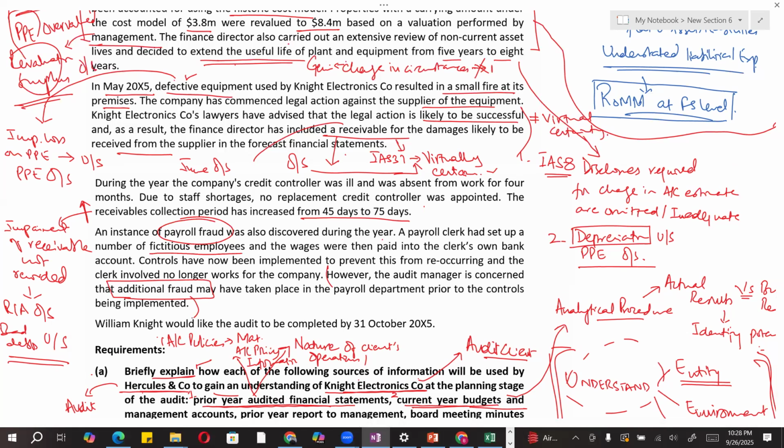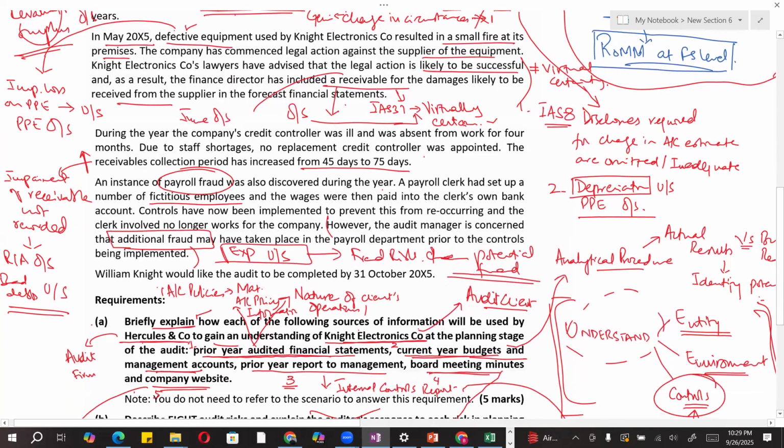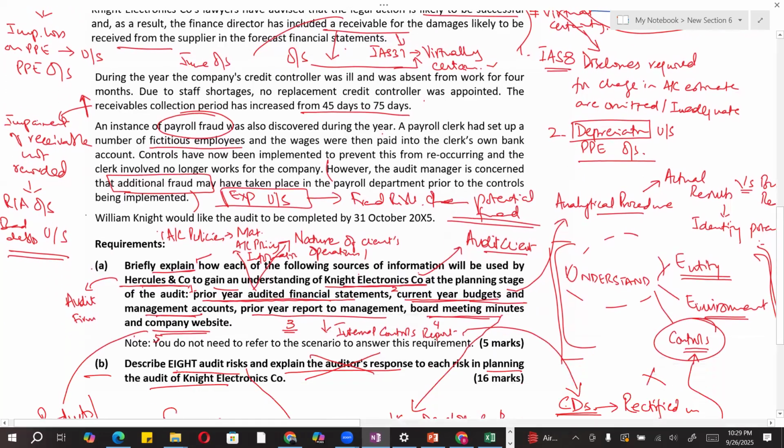So if fictitious payments are being made, there's a possibility that the related expense may not have been recorded and the expense may have been understated. So that is basically a problem. Plus, this is a fraud risk, and there could be other potential frauds as well, which could affect the financial statements, right?